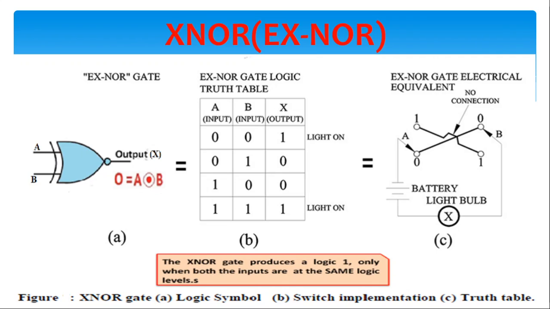In the switch analogy, XNOR gate can be constructed using a battery, bulb, and cross-connected switches. The output of XNOR gate is high, that is at logic 1, when both the inputs are either low or high, that is when the inputs are similar. That is, the lamp is on when both the switches are either open or closed.